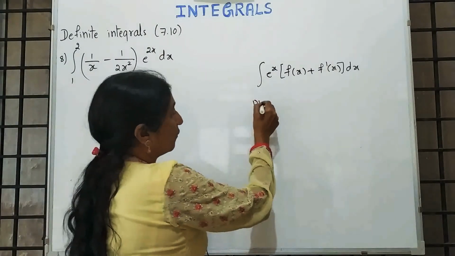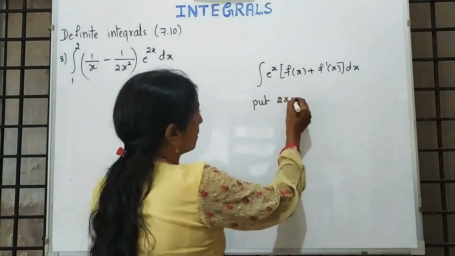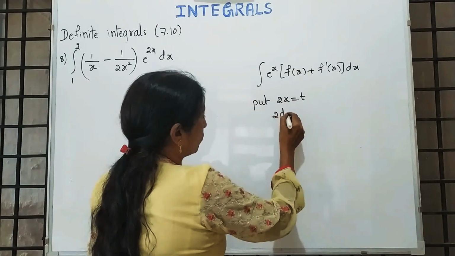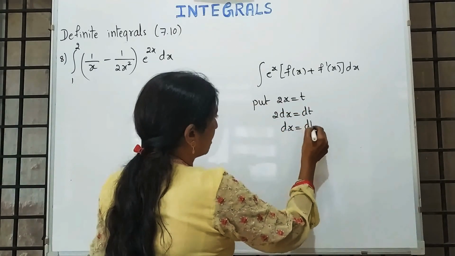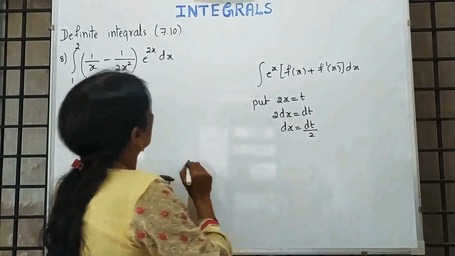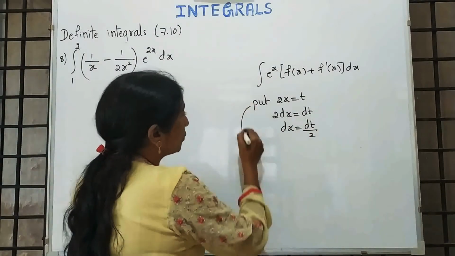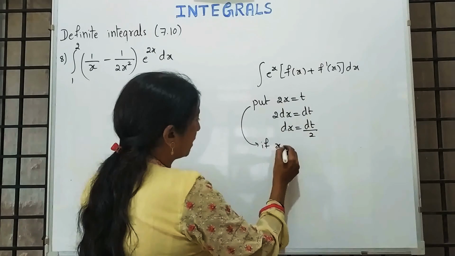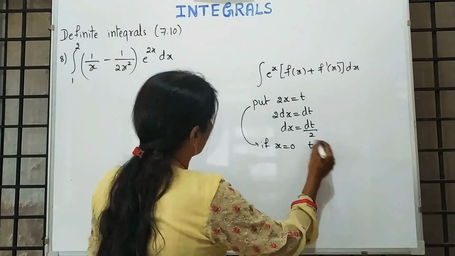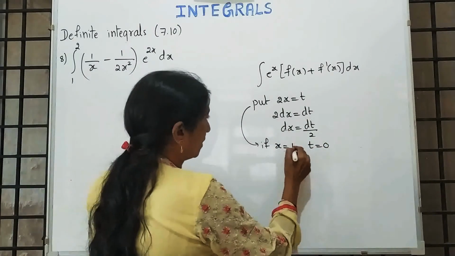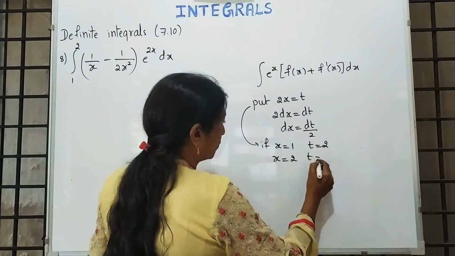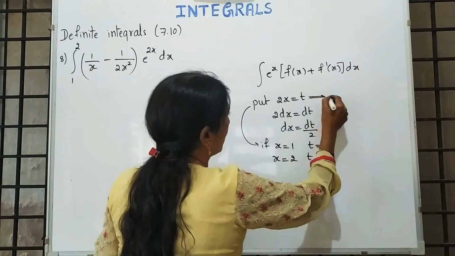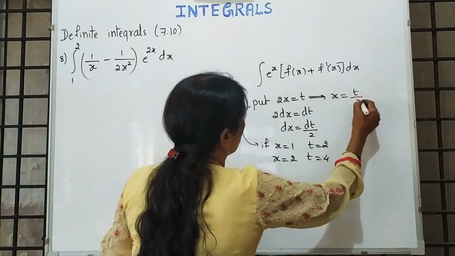So for our convenience, put 2x equal to t. 2 into dx is equal to dt. dx is dt by 2. And we have to change the limits. If x is 1, t is 2. If x is 2, t is 4, and this implies x is equal to t by 2.